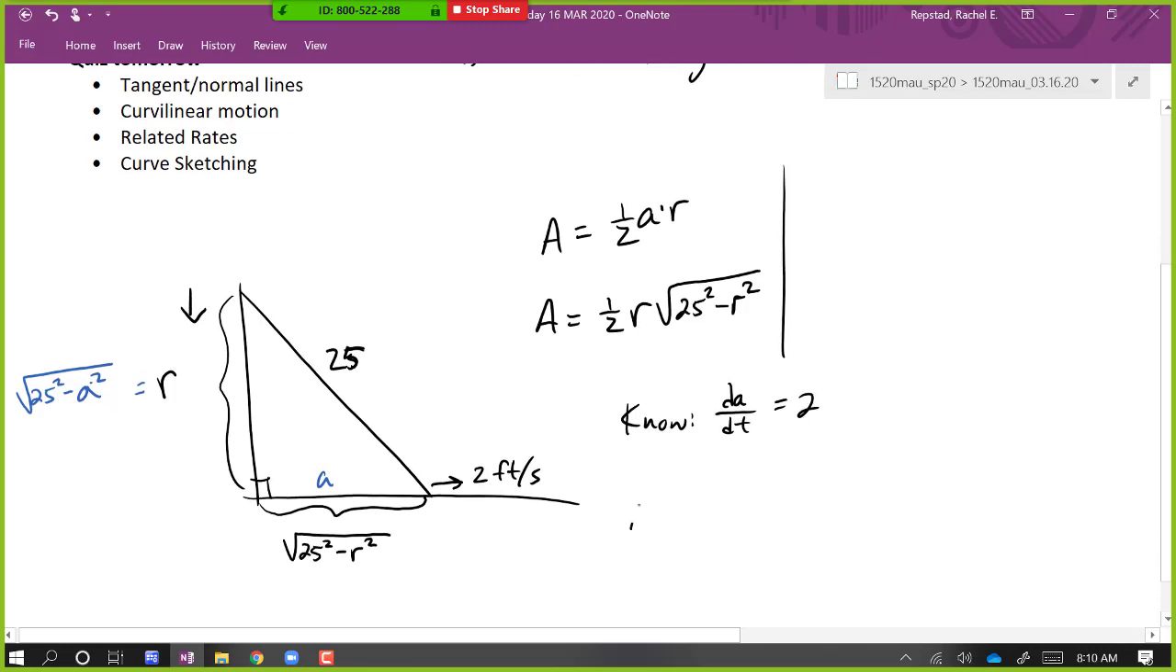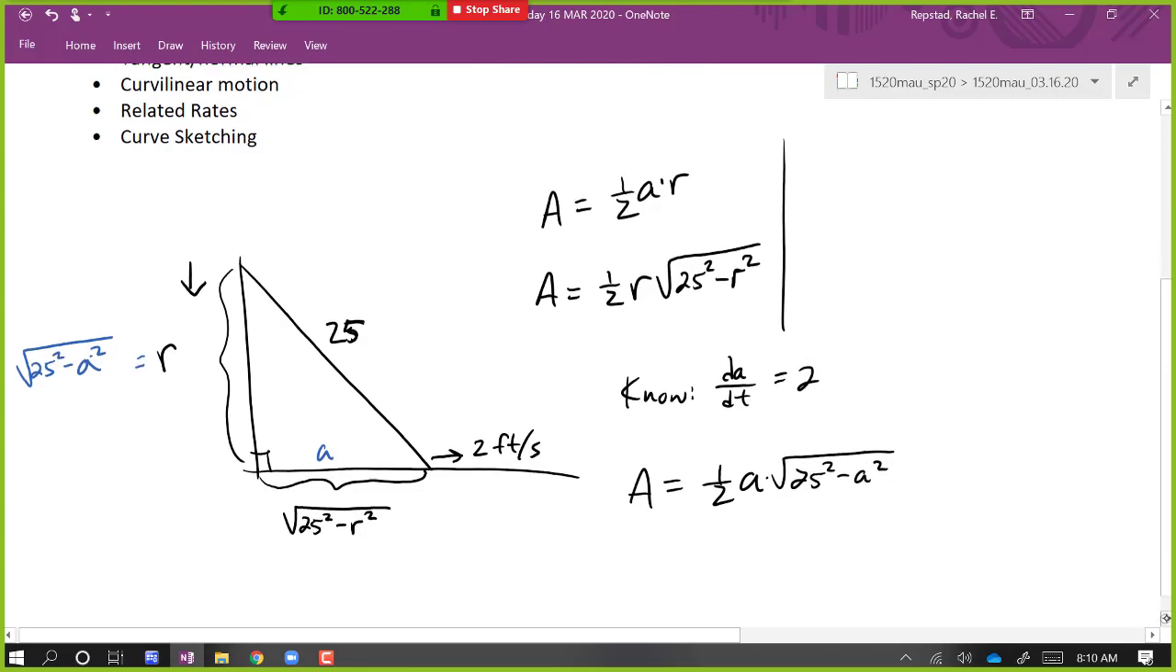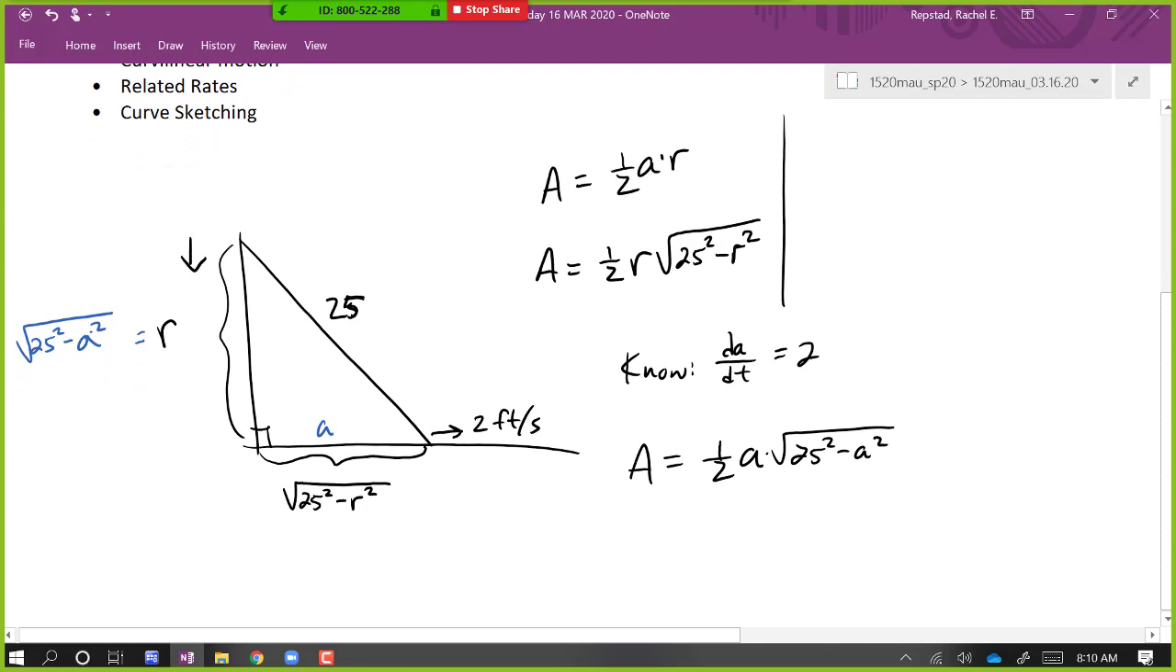And so the area is 1/2 a times the square root of 25 squared minus a squared. And we want dA/dt. I guess I didn't have to pick little a in this problem, but I did, so there we are.